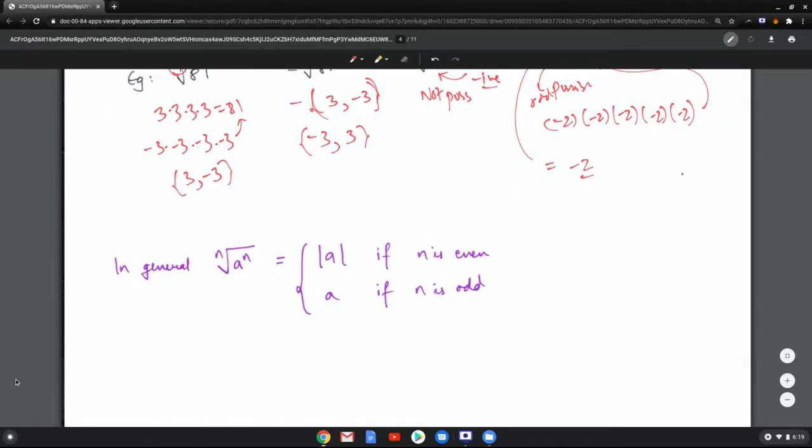So in general, this is the rule. If you're taking the nth root of a to the power n, it's the absolute value of a if n is even, and it's simply a if n is odd.